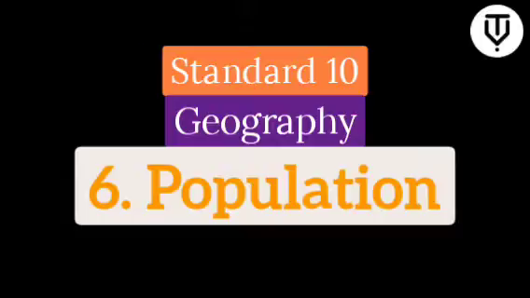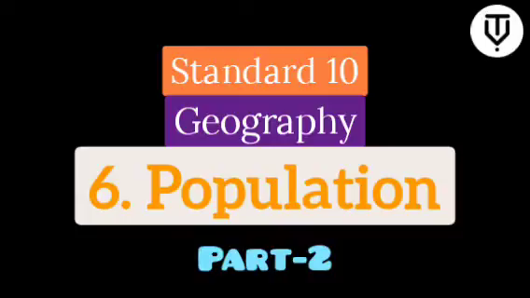Alright, page number 38 of the standard 10th geography textbook, chapter number 6, population. The central and western part of Brazil is less populated. The density of population in the highlands of Brazil is moderate, that is, medium.